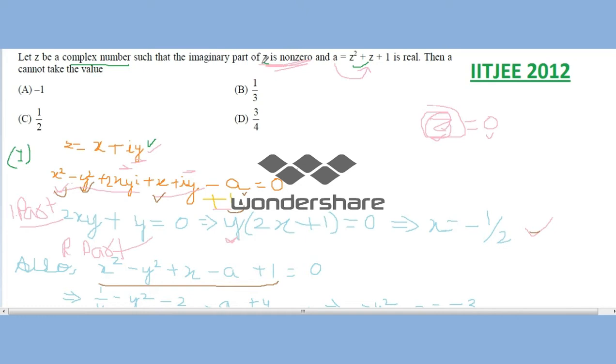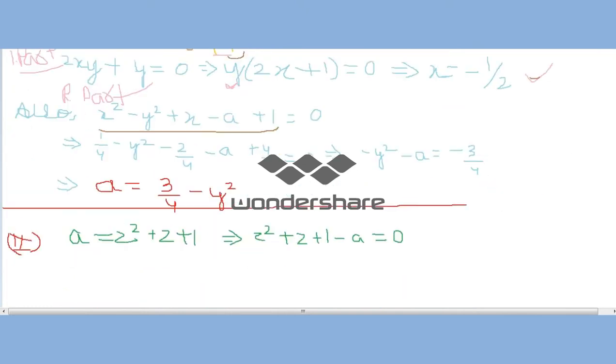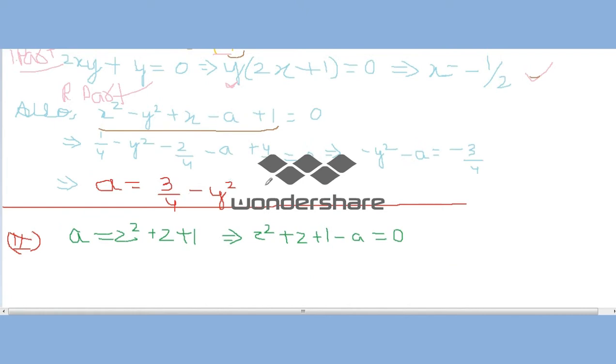It's given over that z is non-zero. Z is non-zero simply means y is non-zero. If y is non-zero, it means here y can't be 0. That means if I put y is 0, which is never possible, I am getting 3 by 4, but y can't be 0. That means a cannot be 3 by 4. From here I got a cannot be 3 by 4.